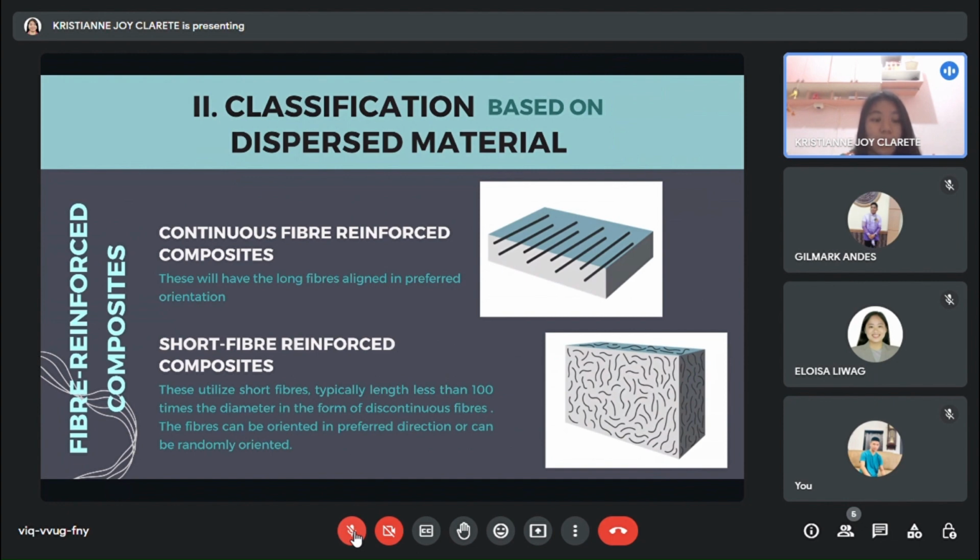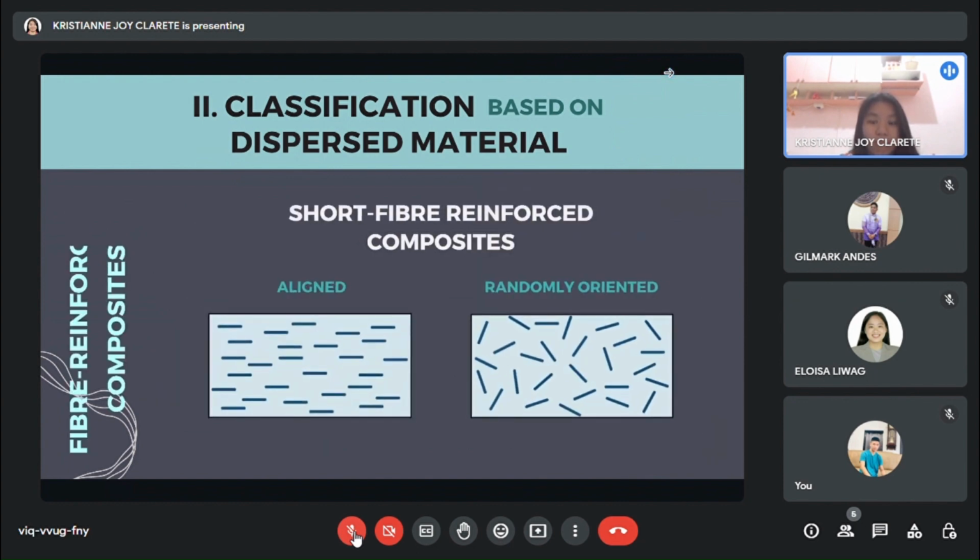On the other hand, discontinuous, also known as short fiber reinforced composites, are cut into tiny pieces, which here are less than 100 times the diameter. These are utilized in steel wires and heavy duty truck tires. So if in continuous the fibers are only aligned, here in short fibers, as we can see in the next slide, they can be aligned or randomly oriented.